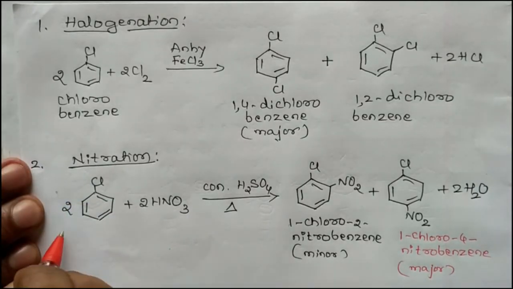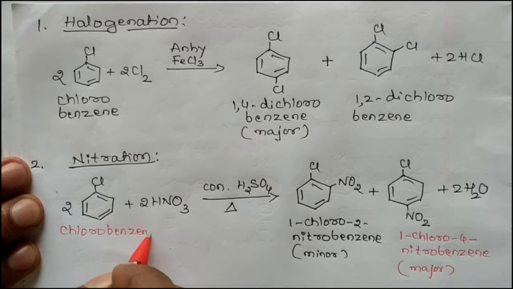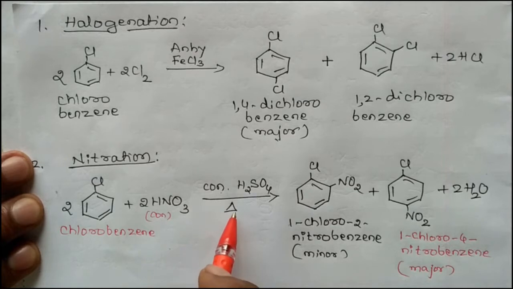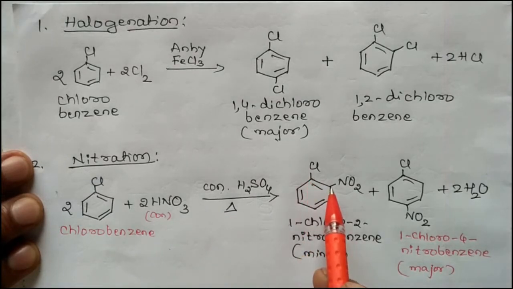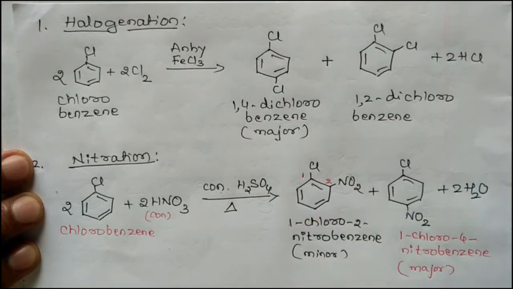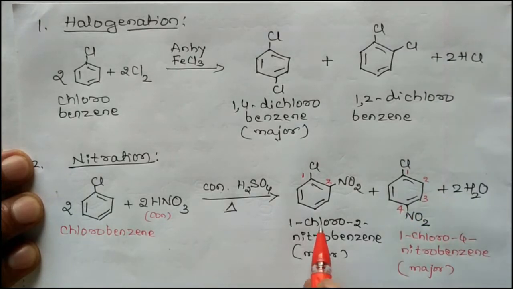When chlorobenzene is heated with nitrating mixture, a mixture of concentrated nitric acid and concentrated sulfuric acid, you are going to get a mixture of ortho and para nitrochlorobenzene. Better to use the IUPAC naming only: 1-chloro-2-nitrobenzene and 1-chloro-4-nitrobenzene. The ortho substituted product is minor, and the para substituted product is the major product.